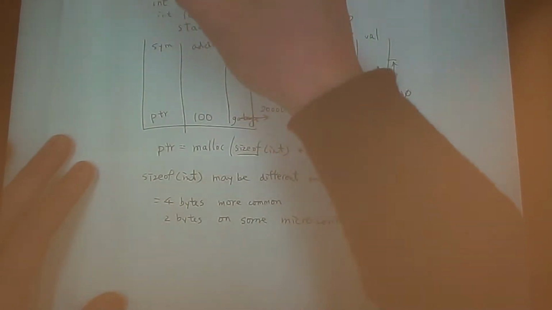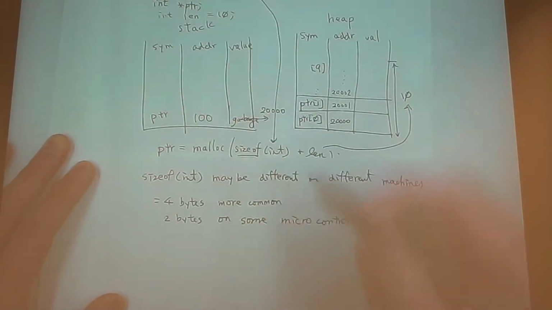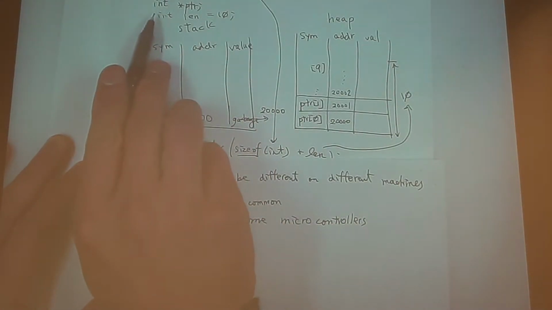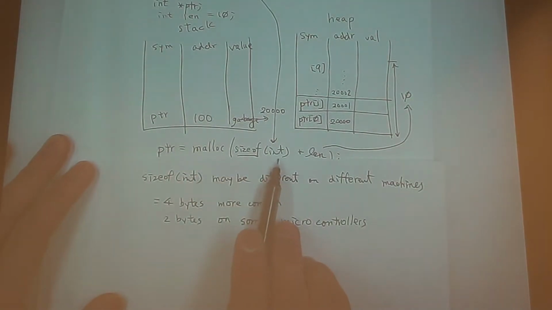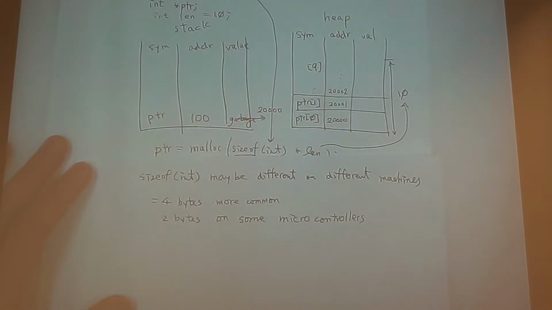You want to make sure the types match. If you say integer ptr here, you want to make sure this is integer. There's no star here. If you don't match the type, you are asking for trouble. The behavior of the program is undefined.